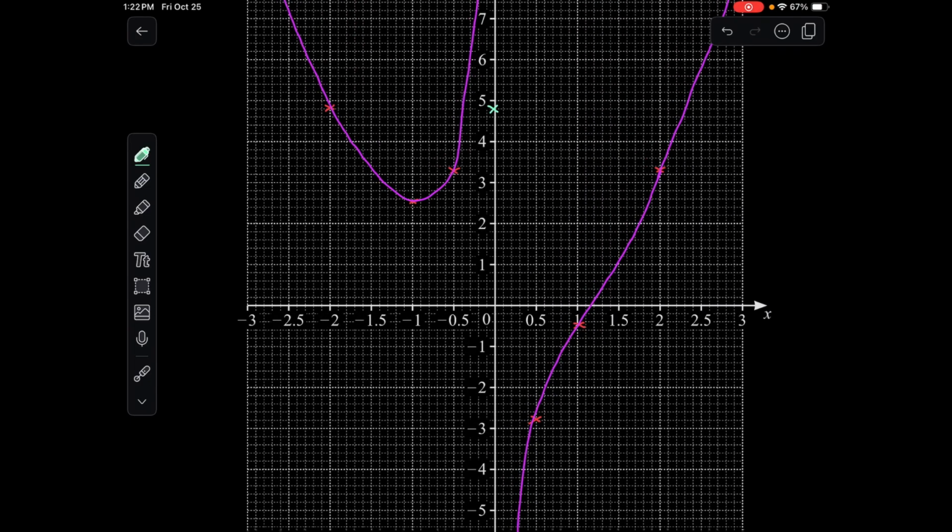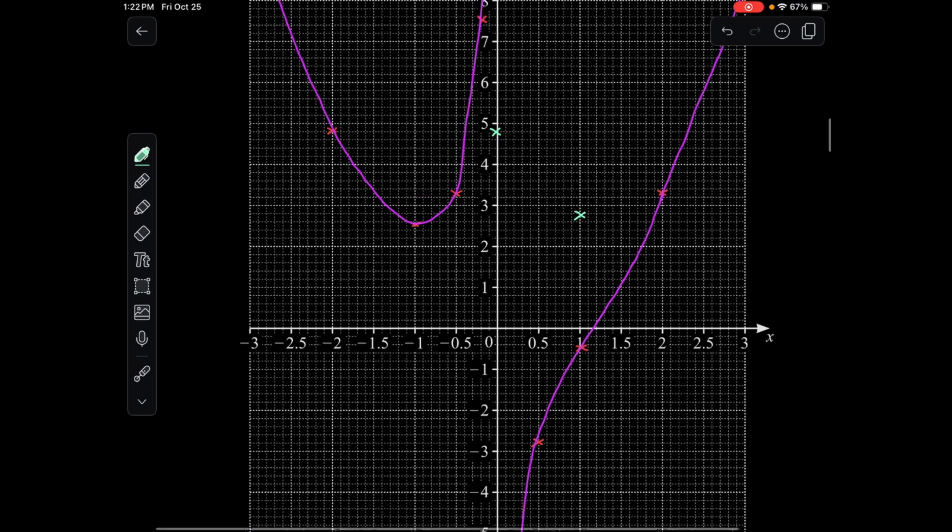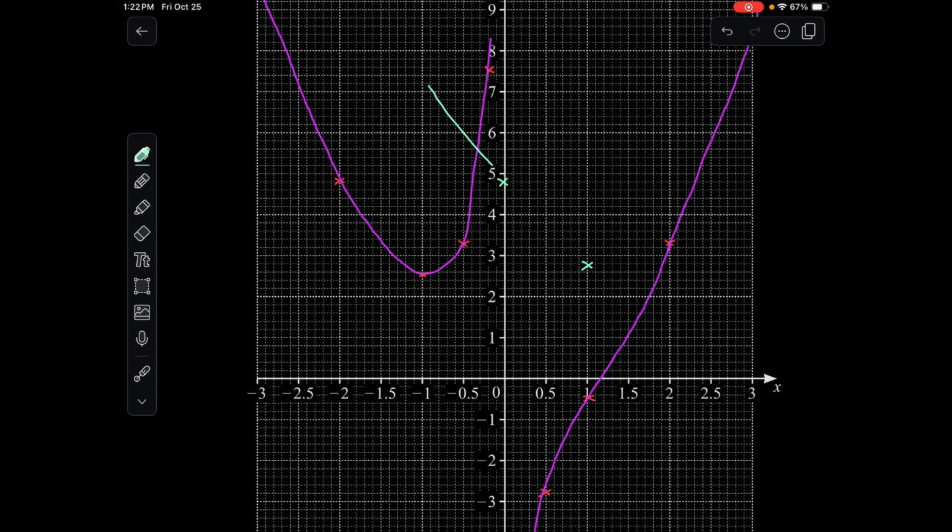For 0, it is 4.8. For 1, it is 2.8. Draw a straight line that passes through these 2 points. It has to pass through both the points. Make sure that you're using a ruler to pass through these 2 points. All right. Now you notice that your line is cutting the graph at these 2 points.